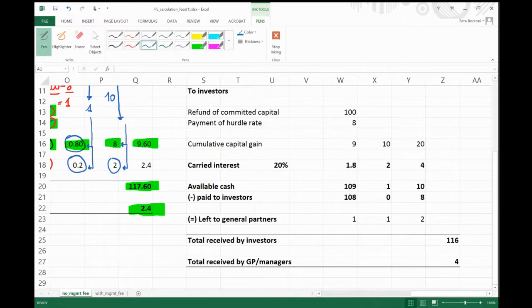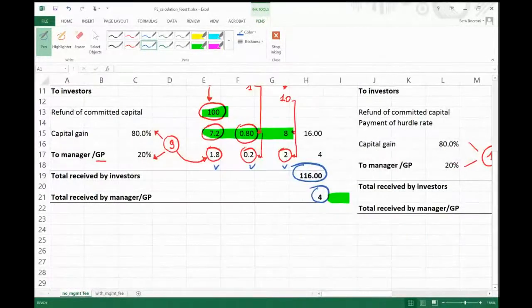Investors receive 108 and 8, and general partners, so the manager, receives essentially 1, 1, and 2. While instead, in the previous example, we basically paid 108, 0, and 8, and 2, 2, and 0. So the amount doesn't change. The distribution changes, depending on the existence or not of the catch-up clause.